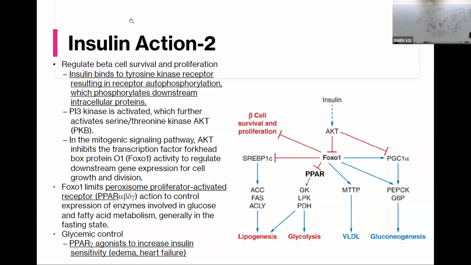That's the reason we produce drugs that can induce the process of glycolysis as well as lipogenesis. So that's the way the body processes sugar.